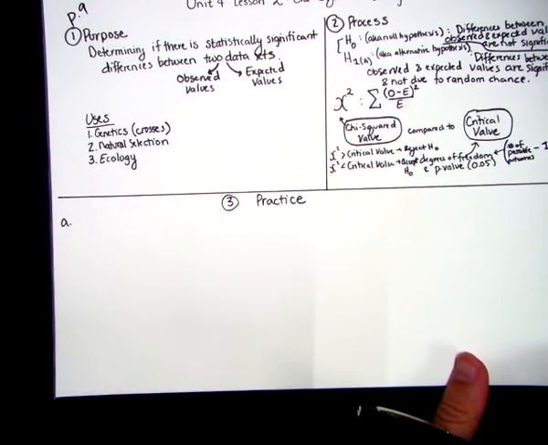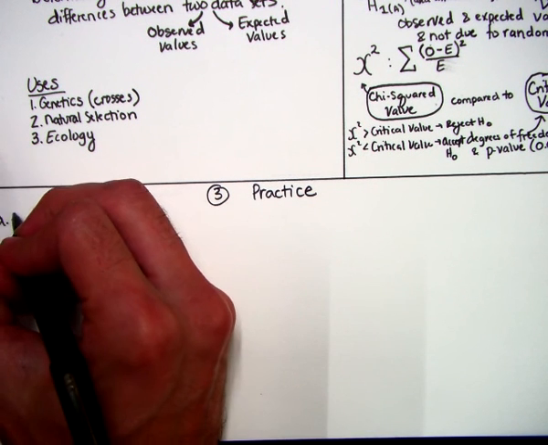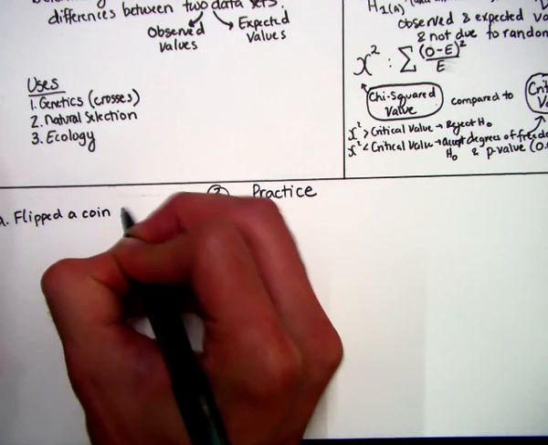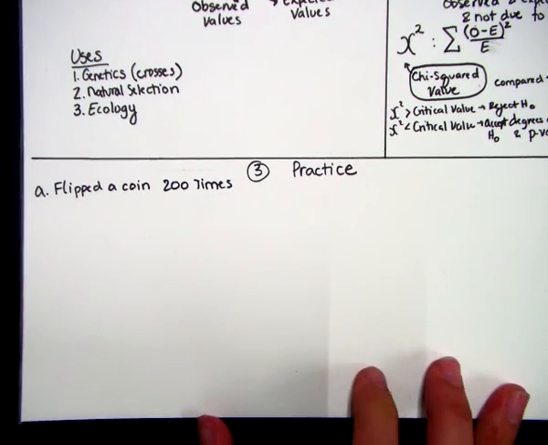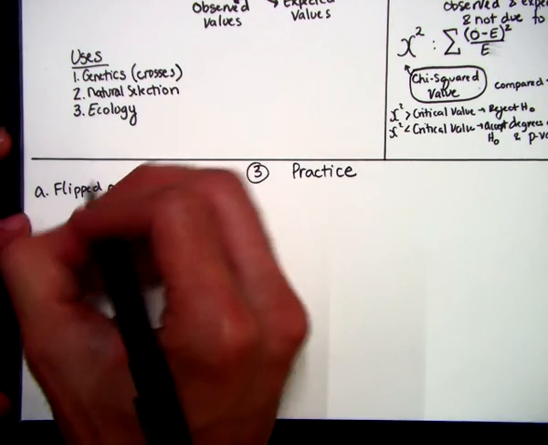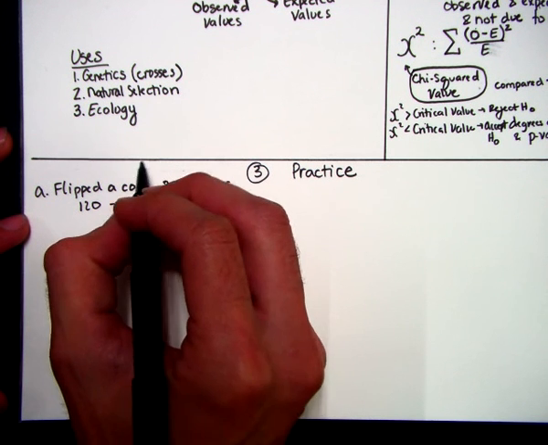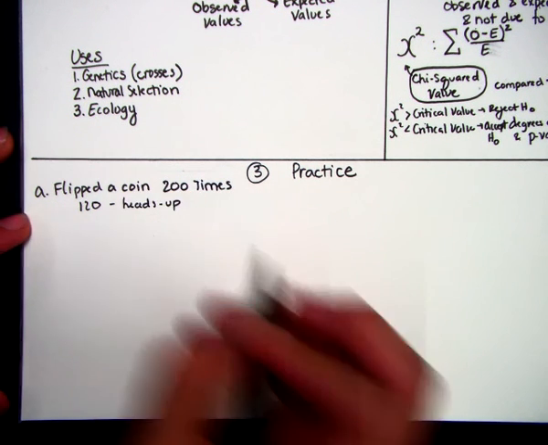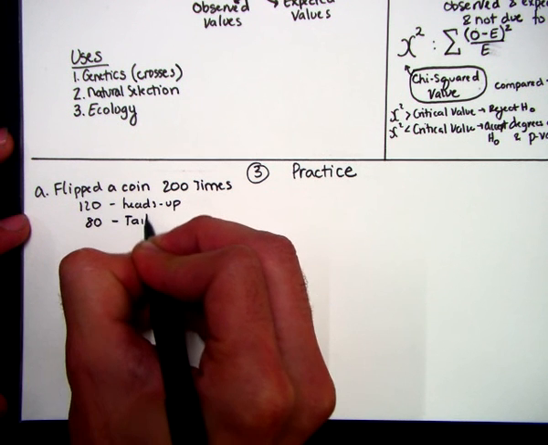Okay, so for this scenario, we're going to imagine that we flipped a coin 200 times. And when we flipped that coin 200 times, we got 120 times it landed heads up, and 80 times landed tails up.